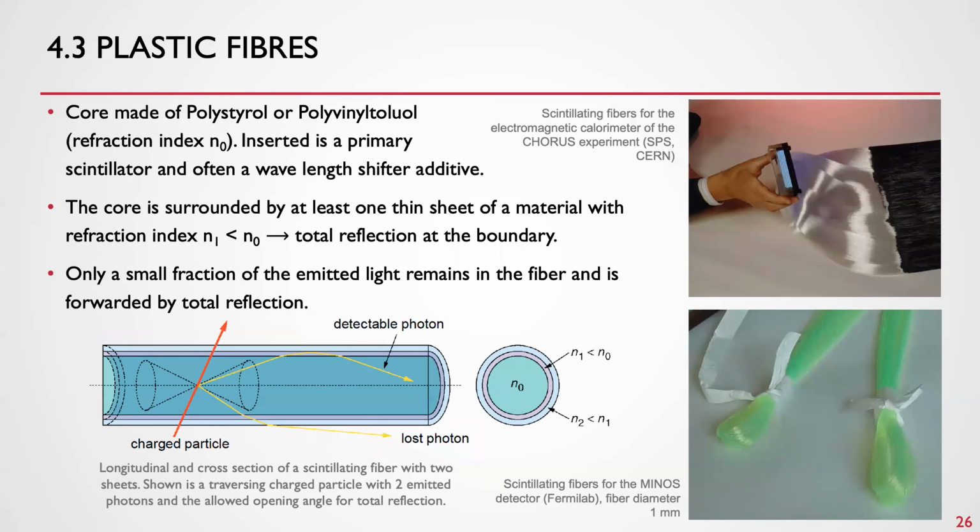The plastic fibers are made typically of polystyrene or polyvinyl toluene, with a refractive index that allows total reflection. The core is surrounded by a thin sheet of material with a smaller refractive index, and then total reflection happens, and the light can be guided over long distances.